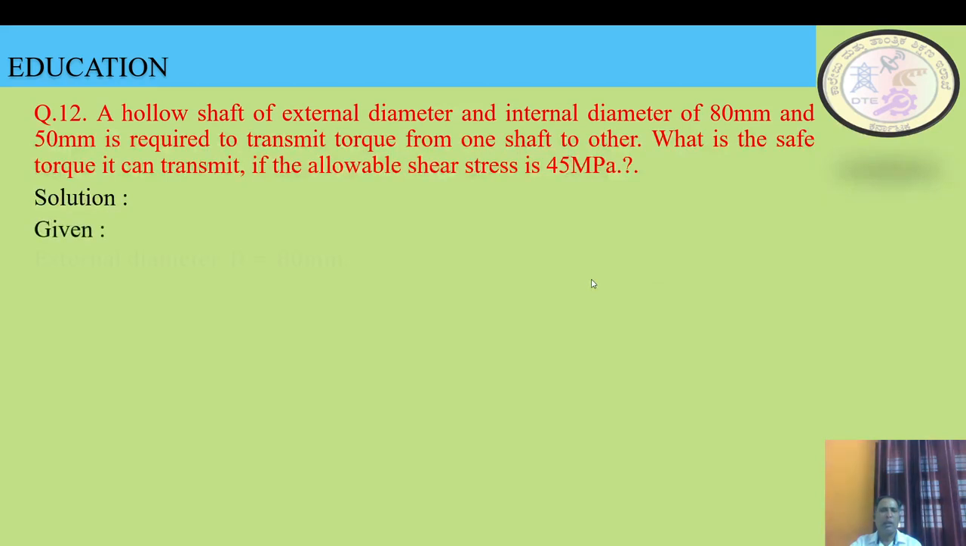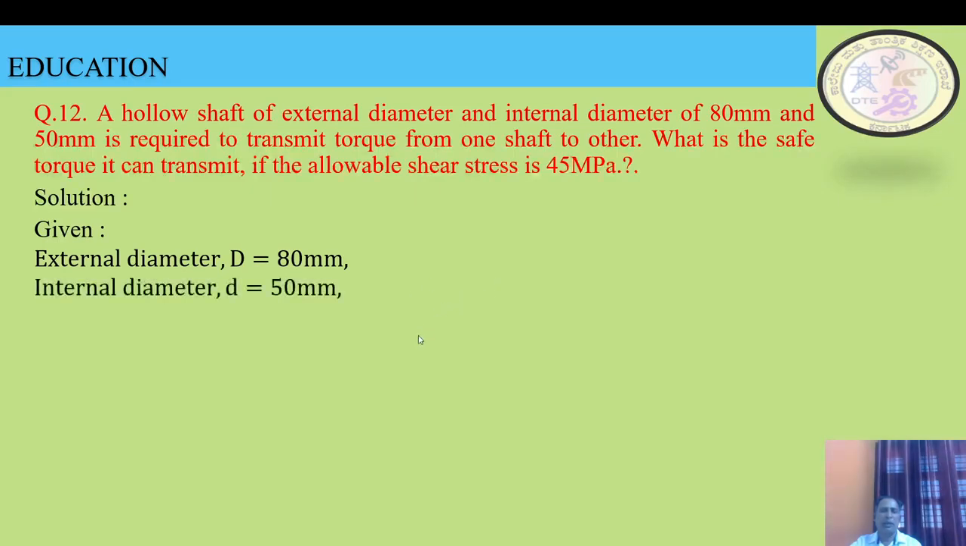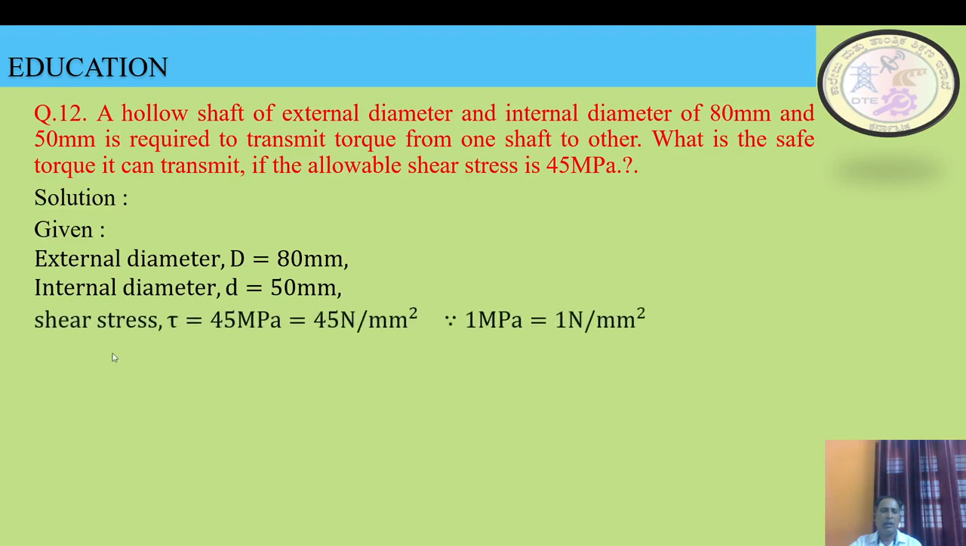First we'll write the given data. External diameter D is equal to 80 mm and internal diameter small d is equal to 50 mm, and the shear stress tau is equal to 45 megapascal, that is equal to 45 Newton per mm square, because 1 megapascal is equal to 1 Newton per mm square.